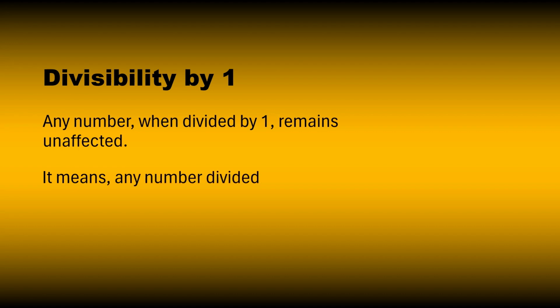Divisibility by 1. Any number when divided by 1 remains unaffected. It means any number divided by 1 is equal to that number itself.